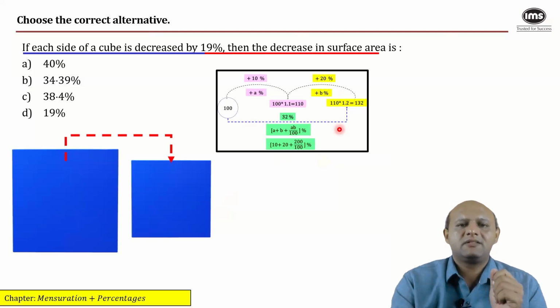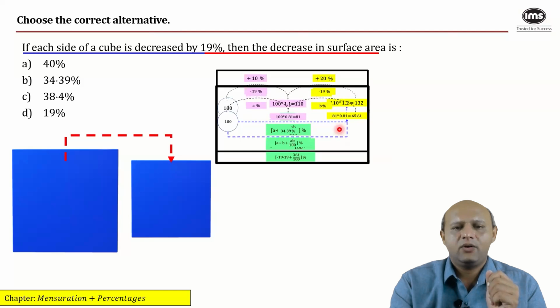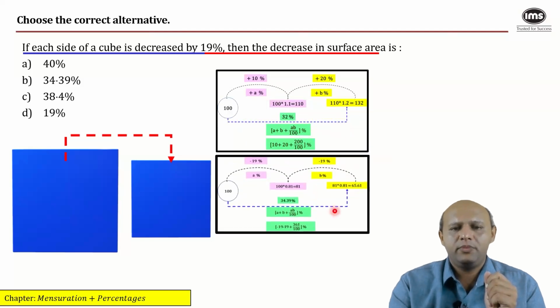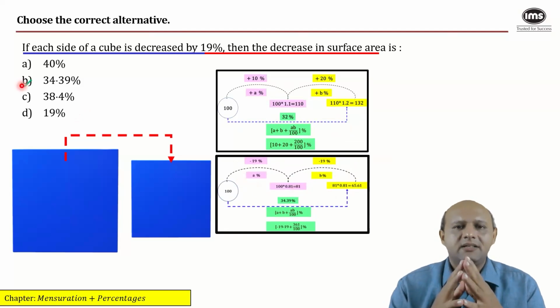So you could apply successive percentage change and notice that the net drop would be 19 plus 19, which is 38, minus 361 by 100, which is 3.61. So the net drop here is 34.9%, which is the answer. Is there any other way? Yes, there is. Let us have a look at it.